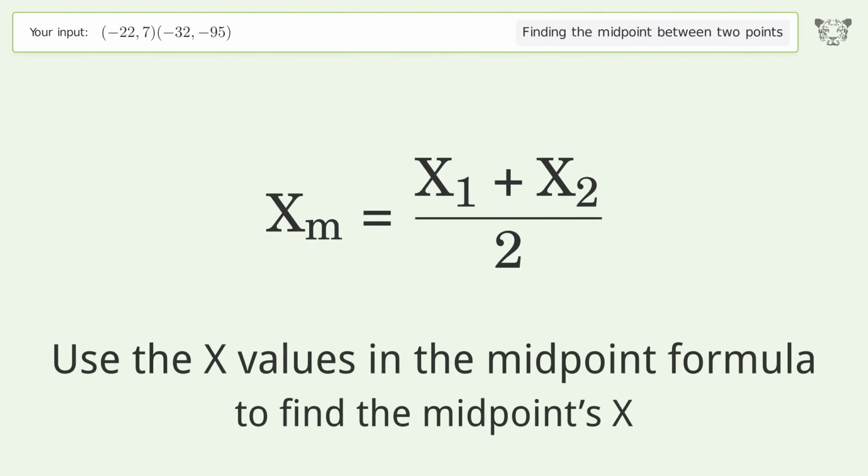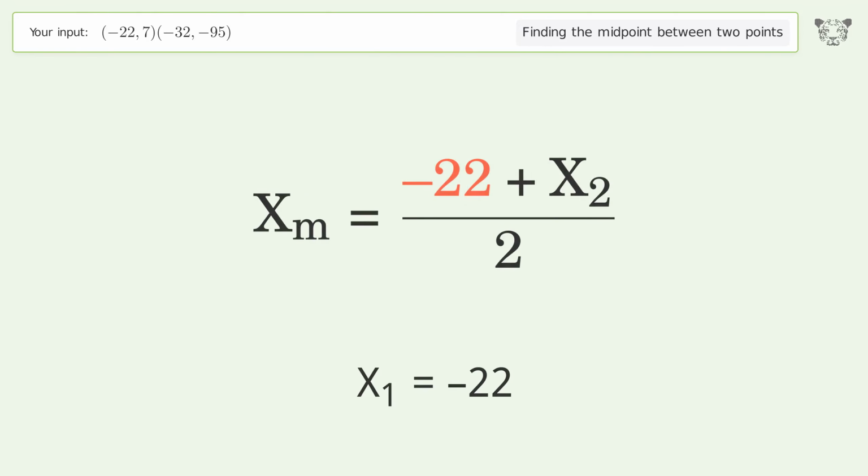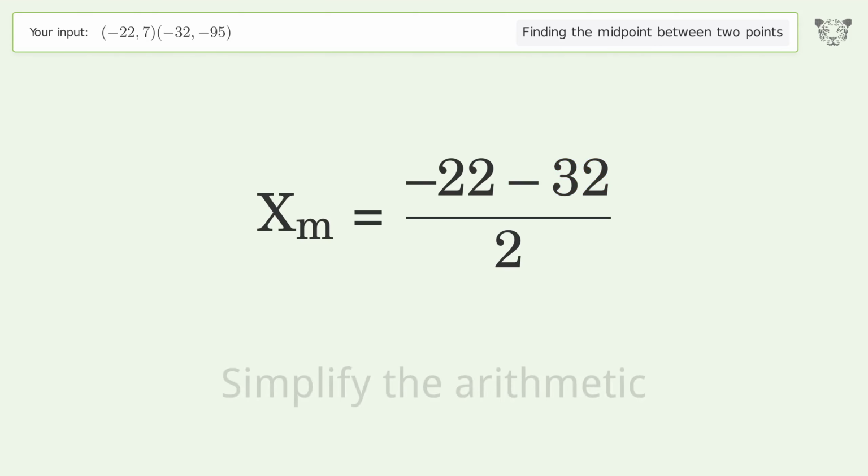Use the x values in the midpoint formula to find the midpoints x. x1 equals -22. x2 equals -32. Simplify the arithmetic.